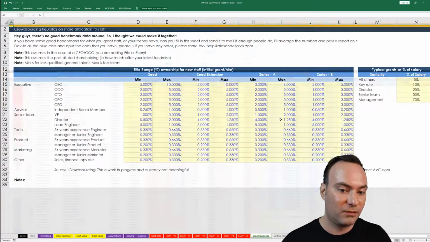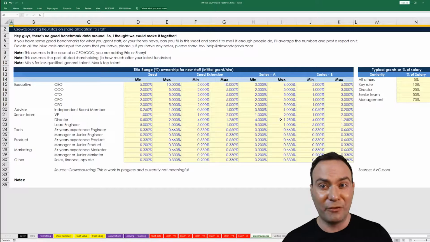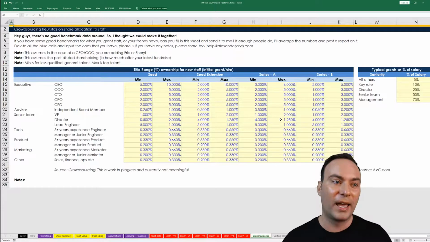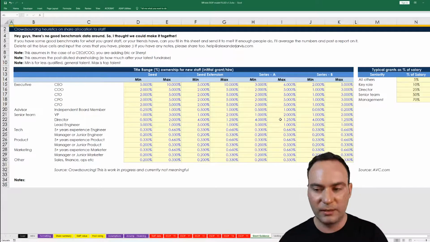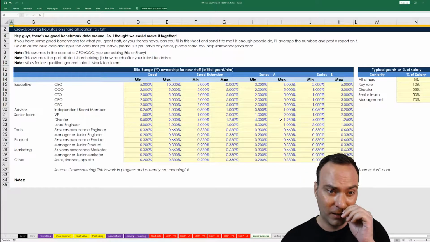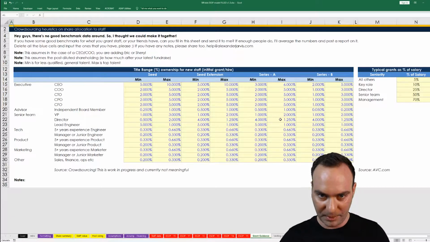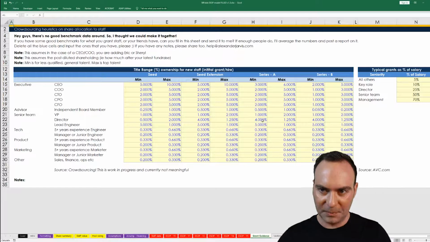Then I have this grant guidance sheet, which is basically a cry for help. I made this because there's no data around. You're going to ask me, hey Alex, how much should I be granting someone to be finance director or something? And I'm like, I don't know. People don't share this data. So I made this structured sheet from C to Series B, with a little seed extension in here.